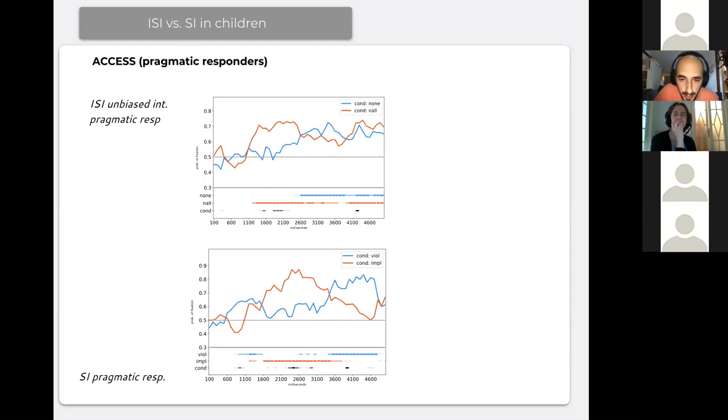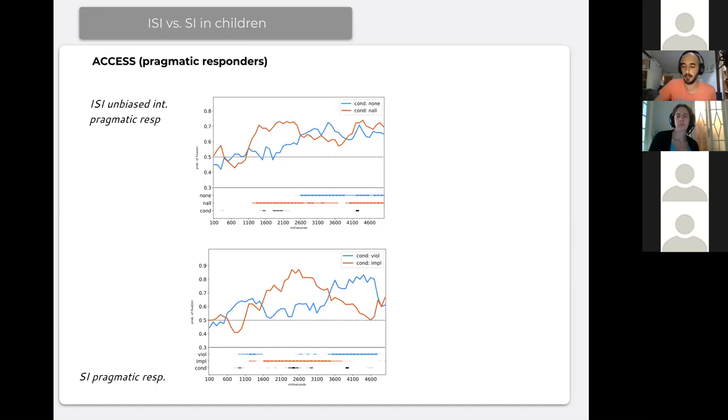So first of all, we didn't have a bimodal distribution. We have a completely nice Gaussian distribution. So again, we did the split, but it was not so well motivated. But then you see a similar effect. So the pragmatic responders with indirect implicature also show a nice preference for the implicature at about one second.